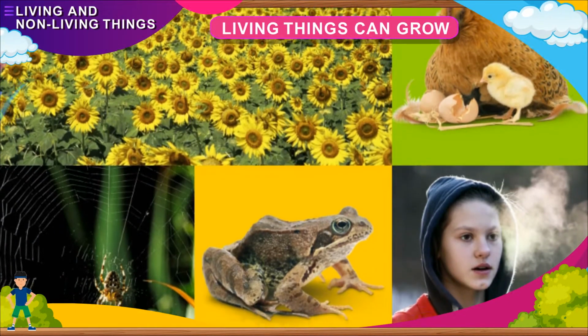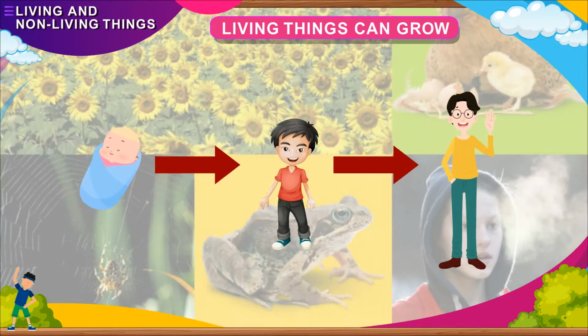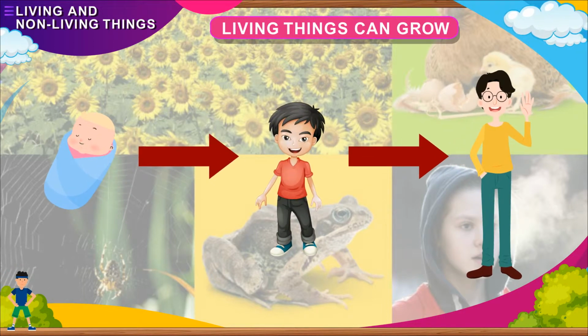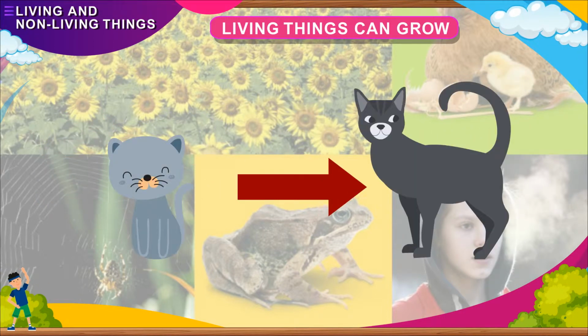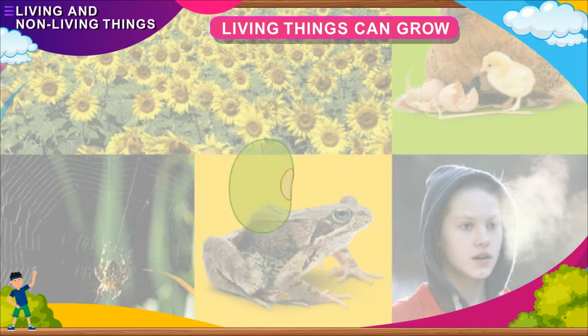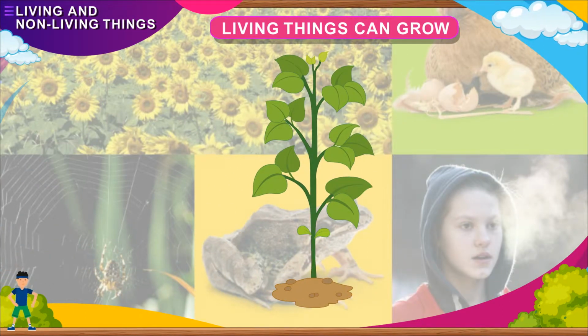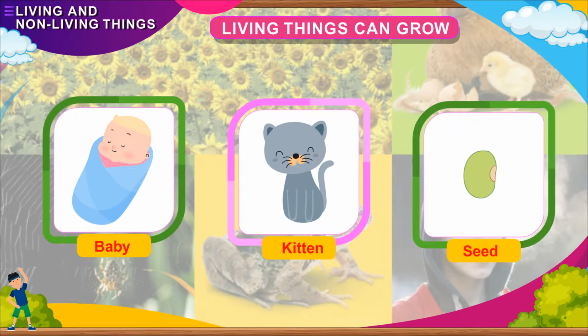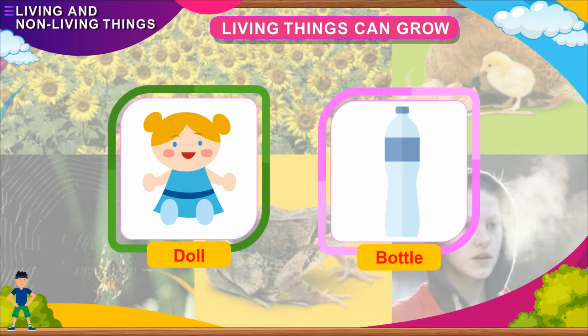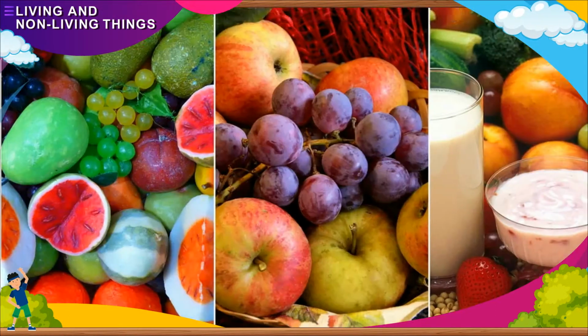Living things can grow. A little baby grows into a child. A child grows into an adult. A kitten grows into a cat. A seed grows into a very small plant. A small plant grows into a big plant. Baby, kitten, and seed are living things. Living things can grow in size. Doll and bottle are non-living things. Non-living things do not grow.